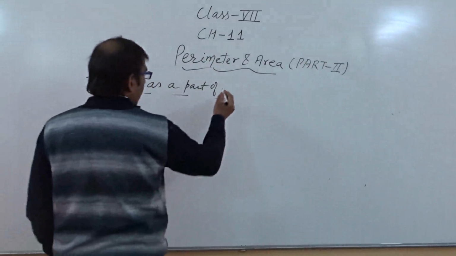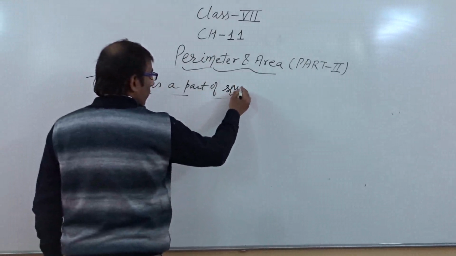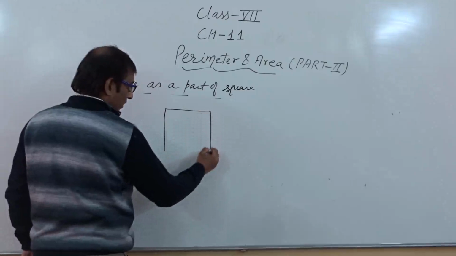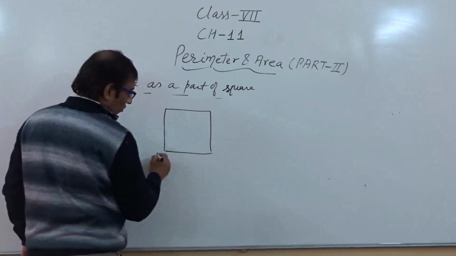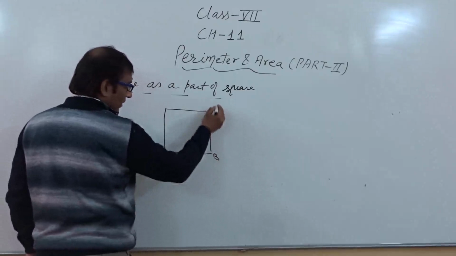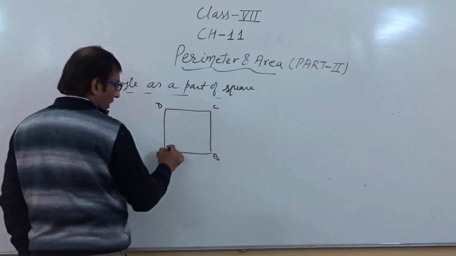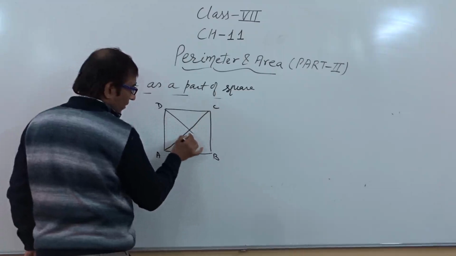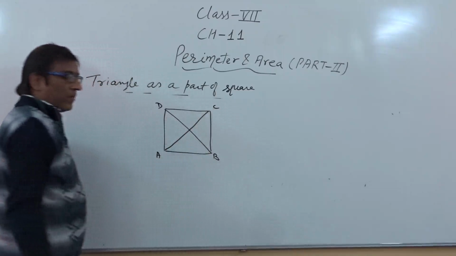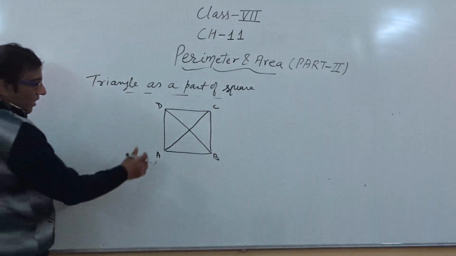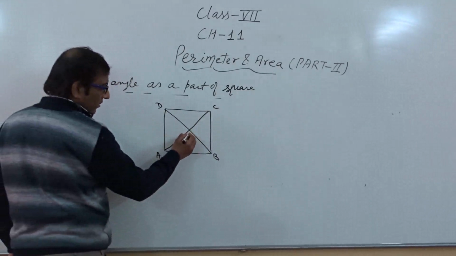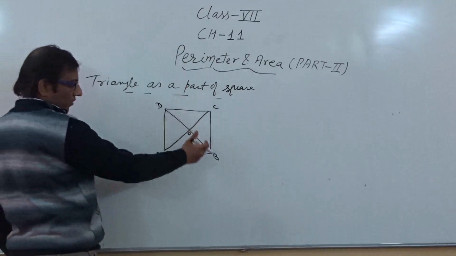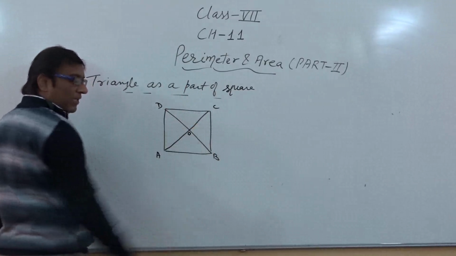We are saying triangle is a part of square. So this is a square in which all the sides are equal, ABCD, and there are two diagonals. One is AC, another one is BD. So we can say there are four triangles. If you mark this as O, we can say both the diagonals AC and BD bisect each other at point O.